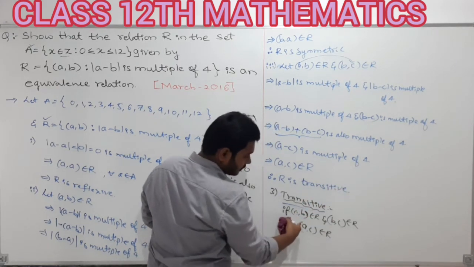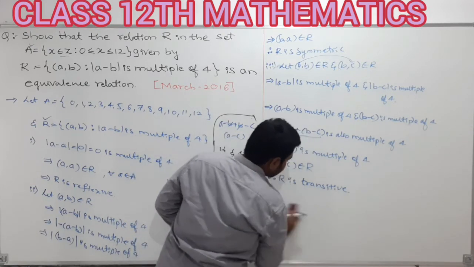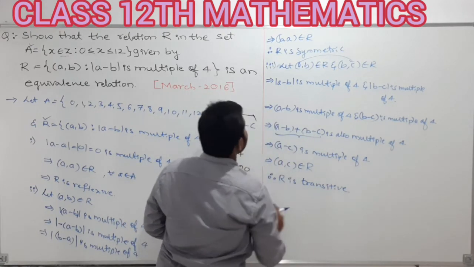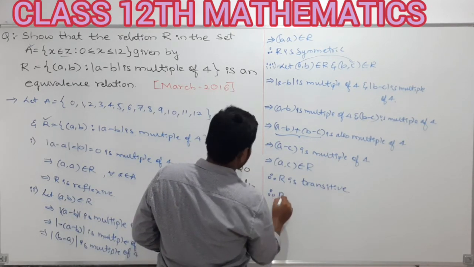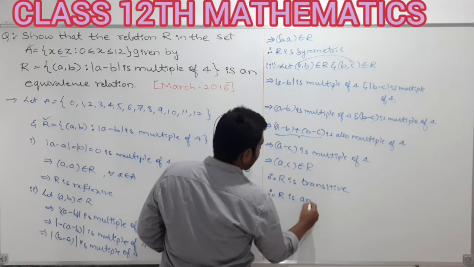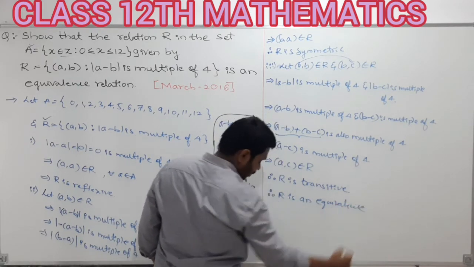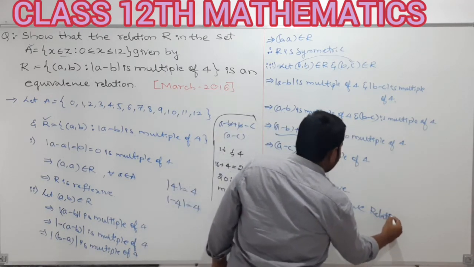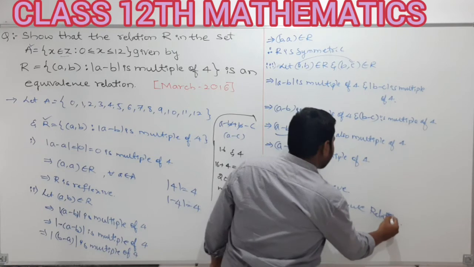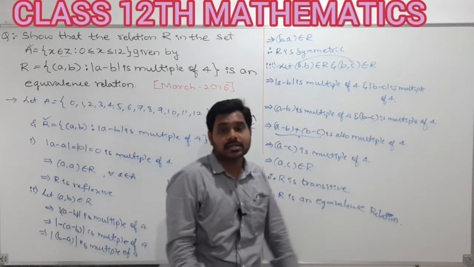Because of this result, we showed, my dear students, that R is reflexive, R is symmetric, R is transitive. Therefore R is an equivalence relation. So like this you should solve, my dear students. Very important such type of questions.